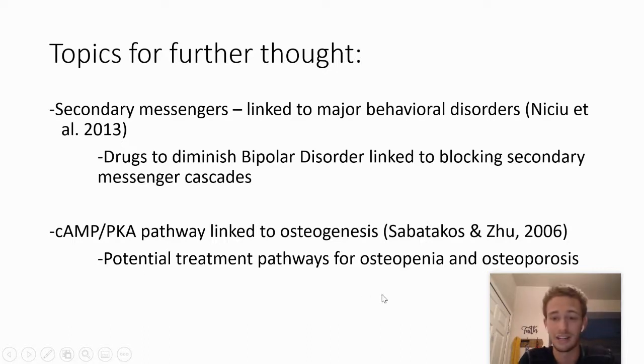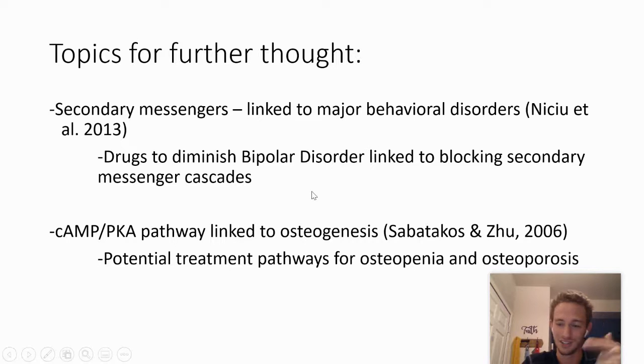And finally, there's also cyclic AMP and PKA pathways that are linked to osteogenesis. So osteogenesis is the creation of bone tissue. And for people who struggle with osteoporosis or osteopenia, so brittle bone syndrome with low bone density, these different pathways can be linked directly to osteogenesis. Osteogenesis occurs when cAMP and PKA pathways are actually diminished. You'll read this in the source. So drugs can help diminish this cyclic AMP response, therefore promoting bone growth.